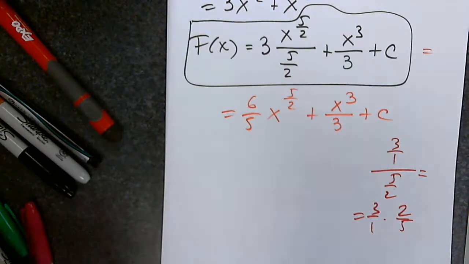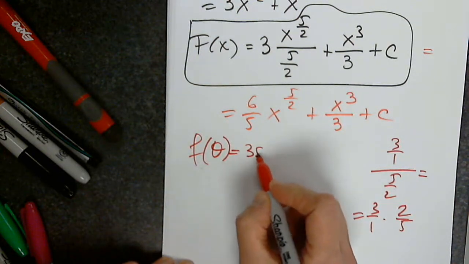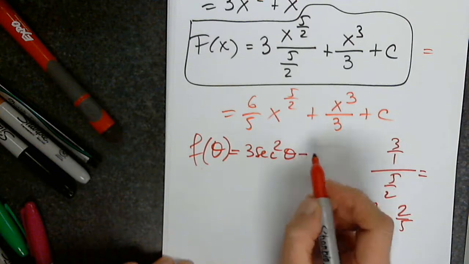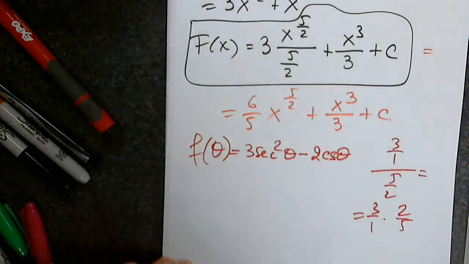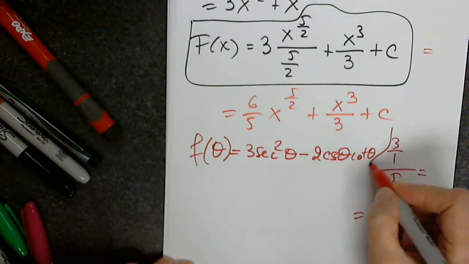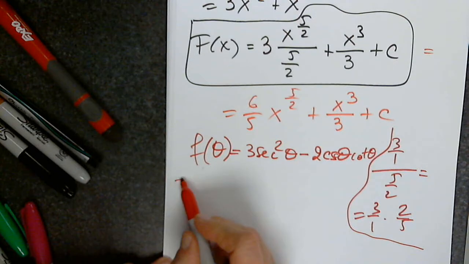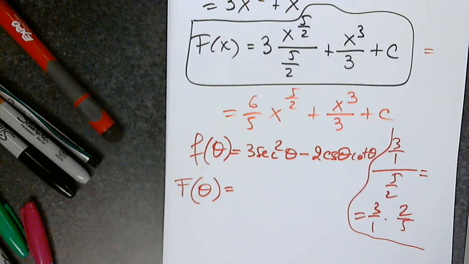Good. So let's look at the last one in the set. F of theta equals 3 secant squared theta minus 2 cosecant times cotangent theta. So we want to find f of theta, the most general antiderivative of this function. So what do I write?